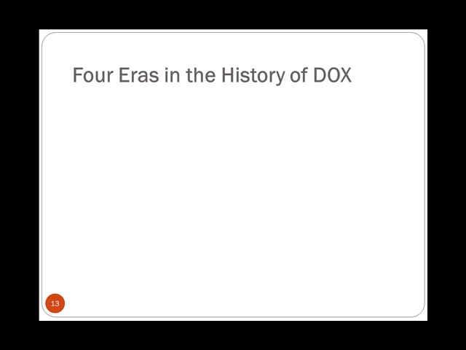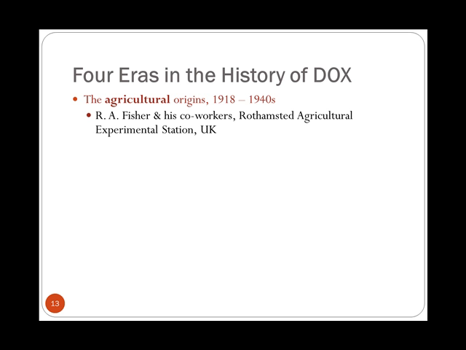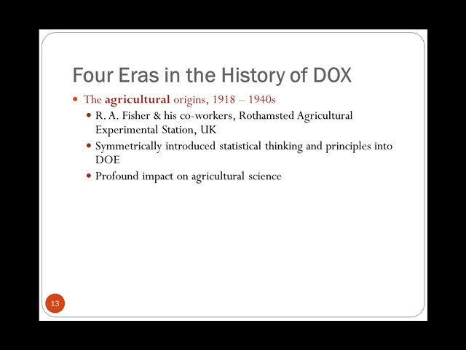Now let's look at the four eras in the history of design of experiments. The first era is the agricultural era between 1918 and 1940. The most important person in this era is Fisher and his co-workers. They systematically introduced statistical thinking and principles into design experiments. Their findings had a profound impact on agricultural science.